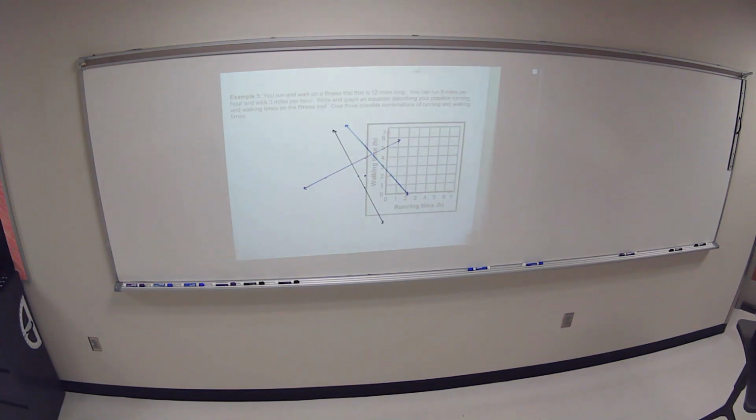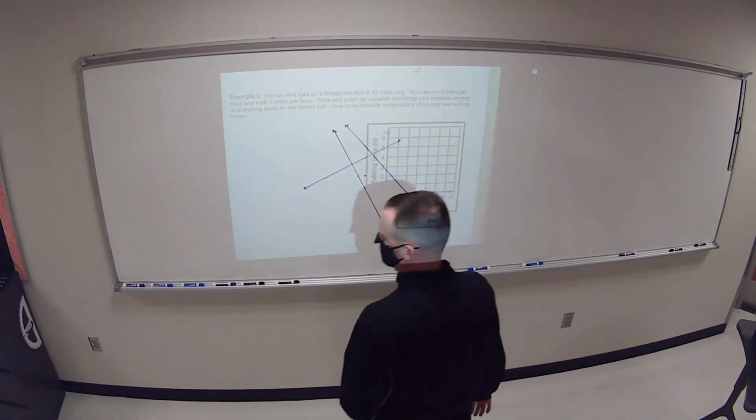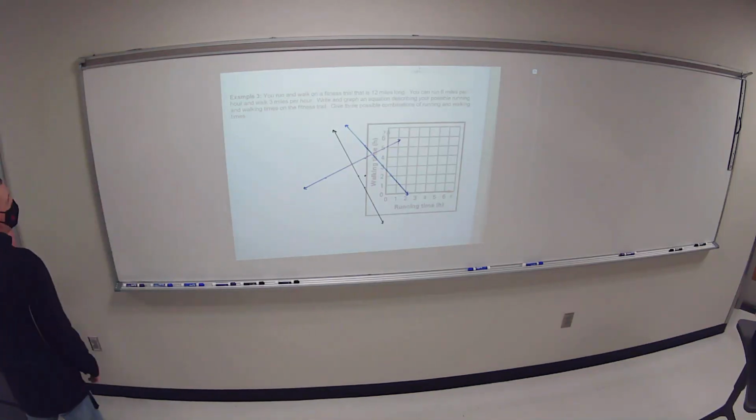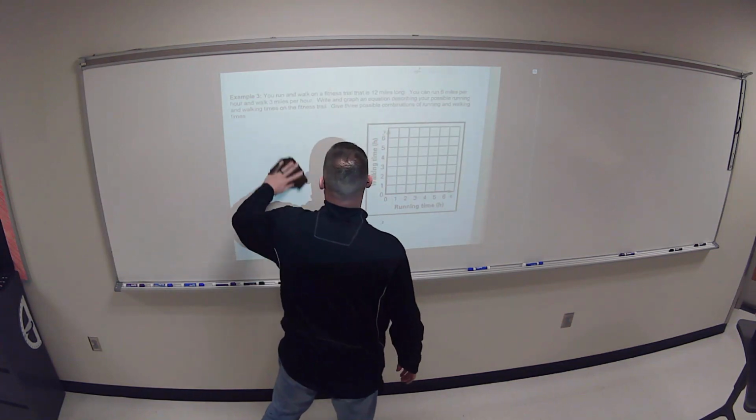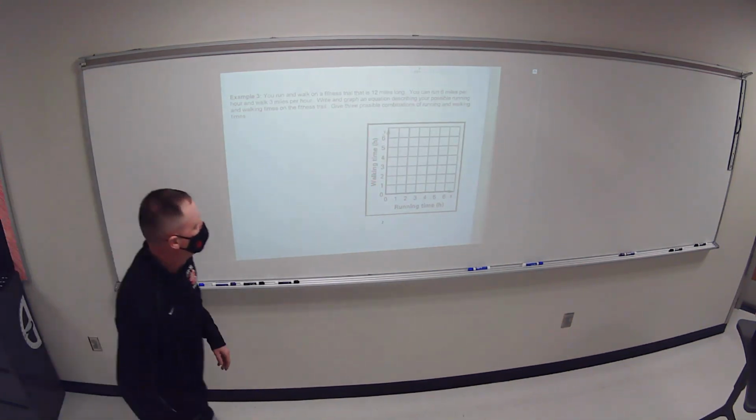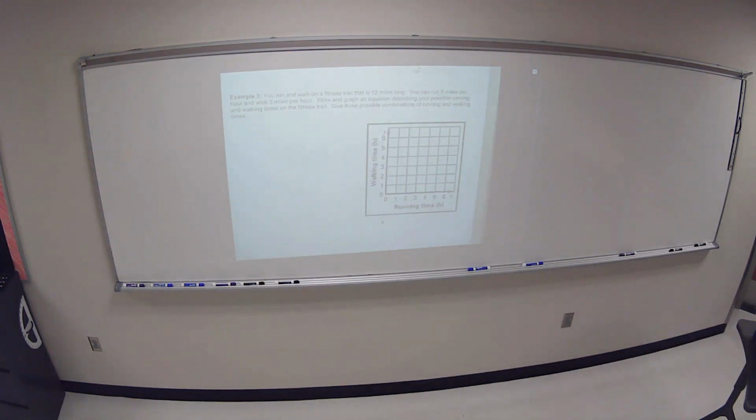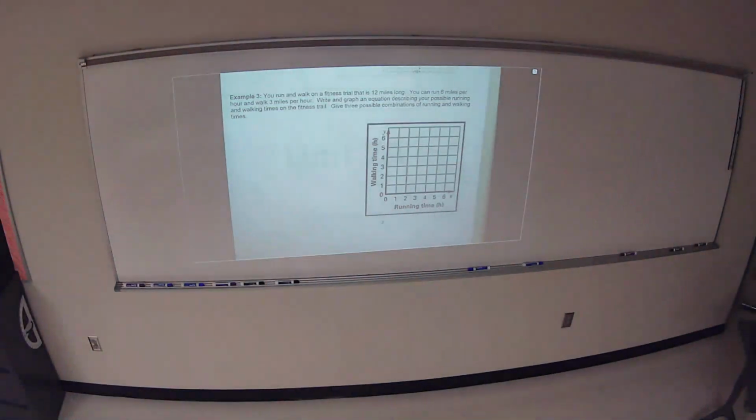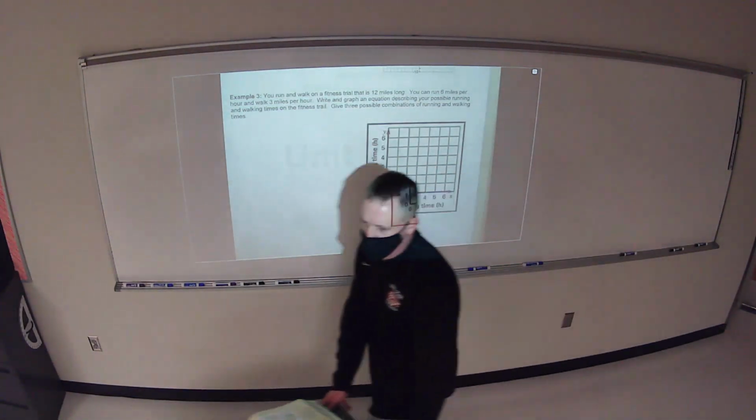So in this particular problem, it says that you run and walk on a fitness trail that is a total of 12 miles long. Okay, you can run 6 miles per hour and you can walk 3 miles per hour. Write and graph an equation describing your possible running and walking times on the trail. Okay? Then once we've done that, we're going to give 3 possible combinations of walking and running.